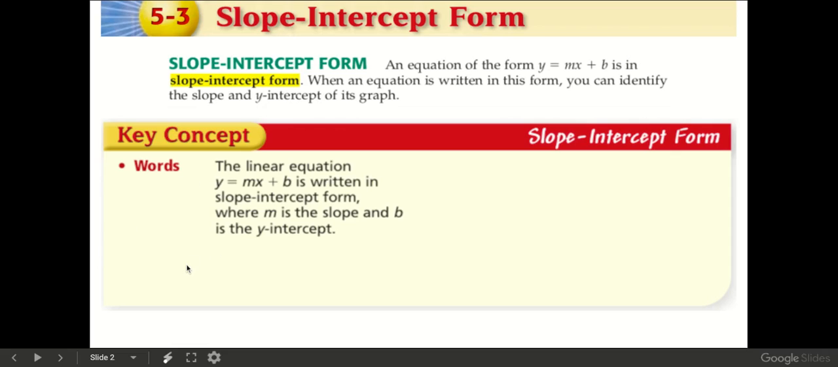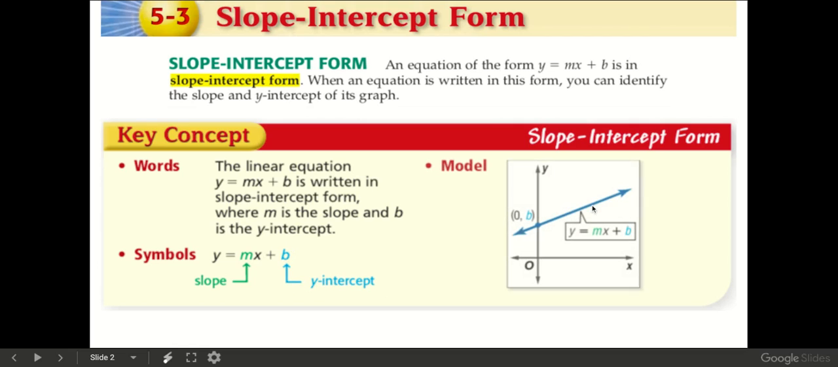So linear equations, y equals mx plus b, is written in slope-intercept form, where m is your slope and b is your y-intercept. So again, here's the equation. And so the really important pieces of information we need are m, the slope, and b, the y-intercept. So here's a model of what that looks like, right? Slope-intercept form, b being your y-intercept, so wherever it crosses on the y-axis, that's your y-intercept, and m being your slope, your rise and run.